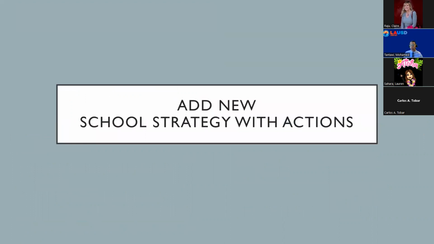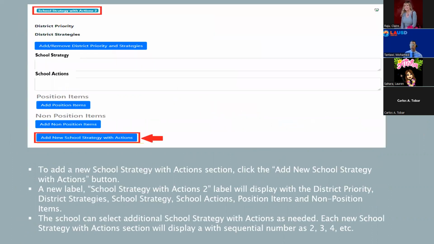Now, in this next slide, we'll go over how to add a new school strategy with actions. I mentioned that the minimum requirement is 1 school strategy and school actions per pillar page, but depending on your needs assessment, schools can list multiple strategies and actions within a pillar. To add a new school strategy with actions, you click on that Add New button, and that's going to then give you a banner that says School Strategy with Actions 2. And each time you click on that Add New button, it will display a new banner with a numerical sequence. So School Strategy with Actions 2, 3, 4, and so on.